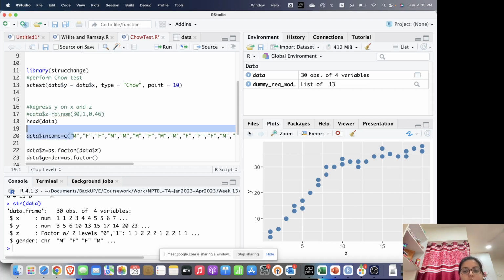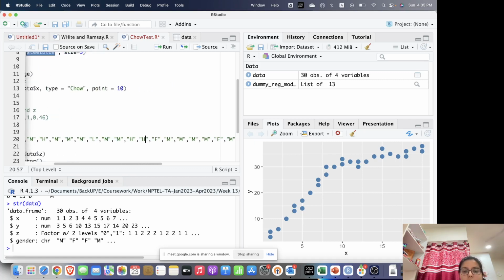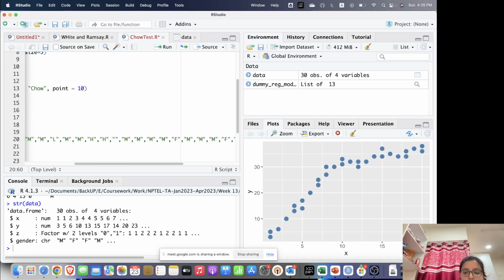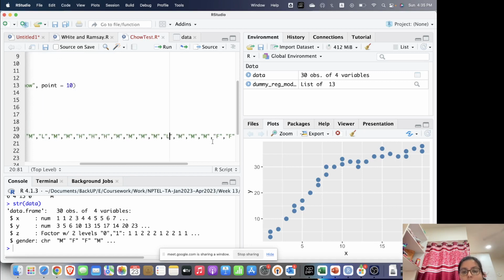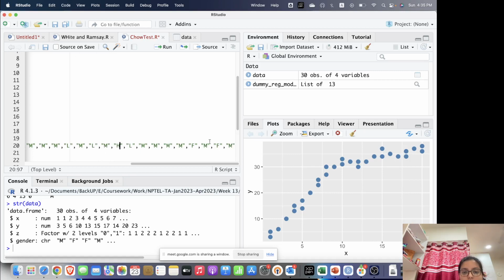So this is low, medium, high. Medium, medium, medium, low, medium, medium, high, high, high, medium, medium, medium, low, low, low, high.